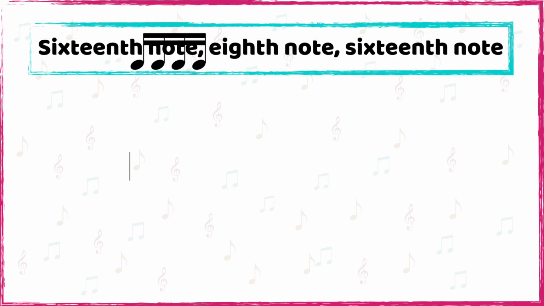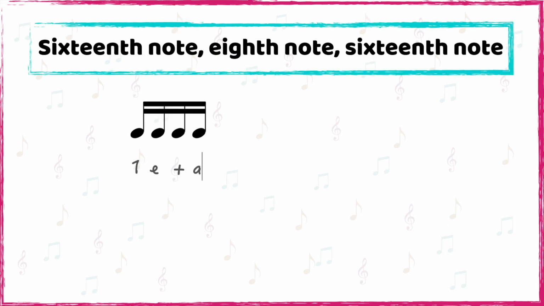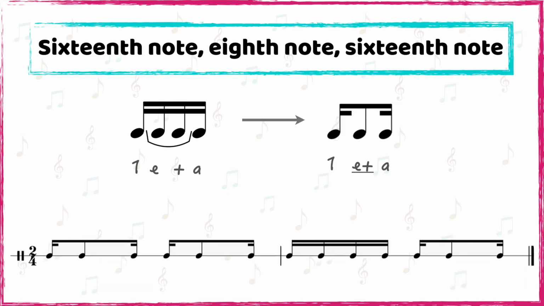The last way of grouping the 16th notes is to combine the middle two notes, which are again replaced with an eighth note. Counting will look like this. Note that the E and plus are underlined to show that the middle two 16th notes are grouped together. Let's check out the example below.